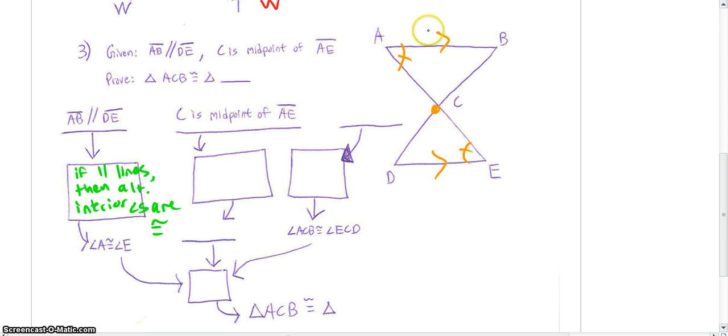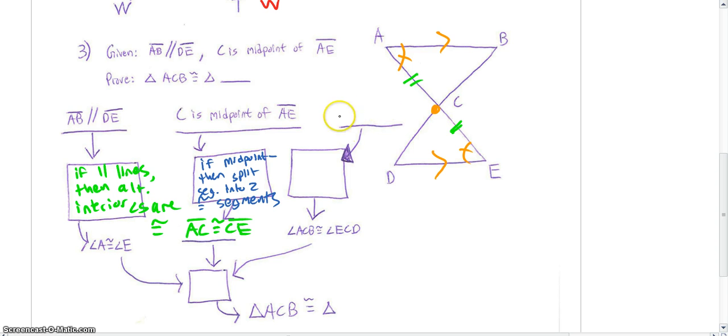C being the midpoint of AE, we know that makes congruent segments AC and CE, so that's going to come out of our box, that AC is congruent to CE. And then we need a reason for that. Well, again, we know that if a point is a midpoint, then it splits a segment into two congruent segments. So I'm going to write that shorthand. If midpoint, then split segment into two congruent segments. Therefore, AC would be congruent to CE. So now I have an angle and a side.